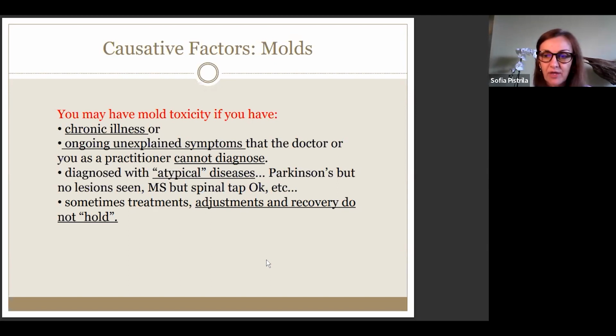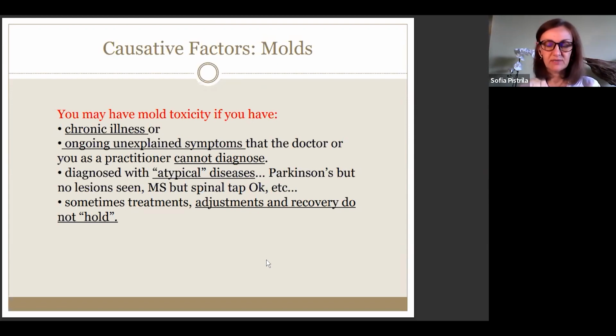If you tried everything, if, let's say, a fungal infection is not going away at all, or a parasitic infection is there, but then it's not there, but then there again, and so on, and they have all kinds of weird symptoms. I'm going to read some of the symptoms on the next slide. Think always about mold. Also diagnosed with atypical disease.